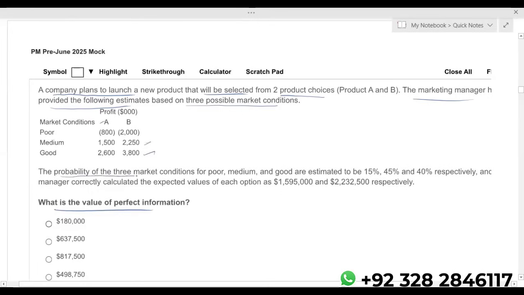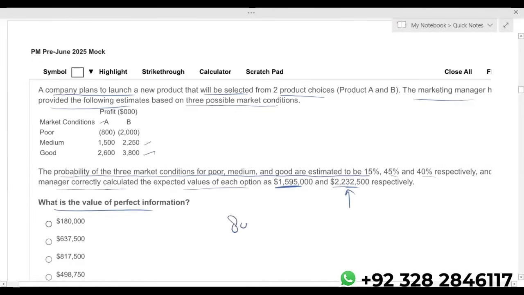The probabilities of the three market conditions for poor, medium, and good are estimated to be 15%, 45%, and 40% respectively. And the manager correctly calculated expected values of each option, that is, product A and product B. Of course, between A and B, B is better. But if I have the perfect information, I can generate even more than what B is offering me right now. Again, if we know that market condition is poor, we'll not go for B, we'll go for A.